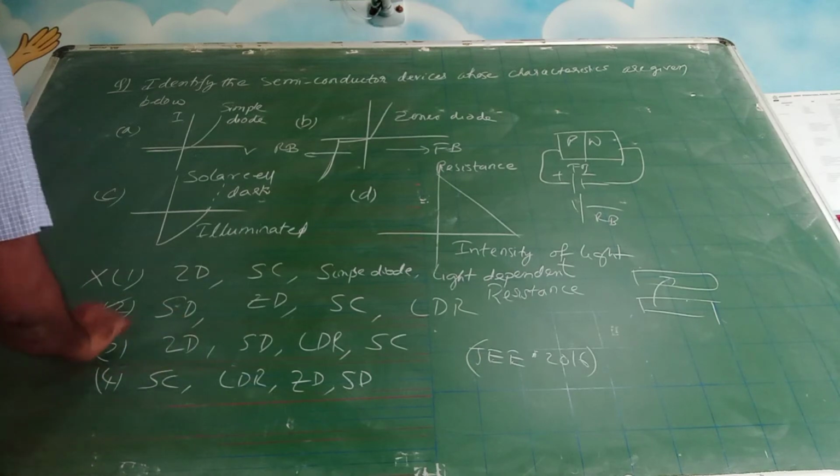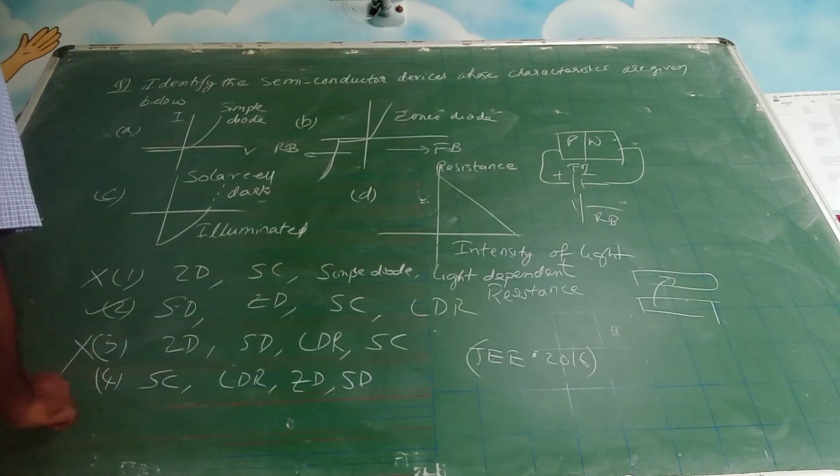First one is Zener diode, wrong. First one is solar cell, wrong. Option 2 is the right answer. So just knowing the definition is not enough. You should be able to analyze, and in terms of IV characteristic graph, you should be able to identify the right option.